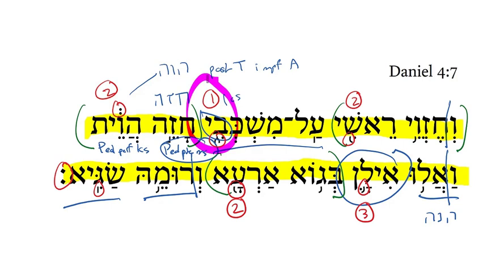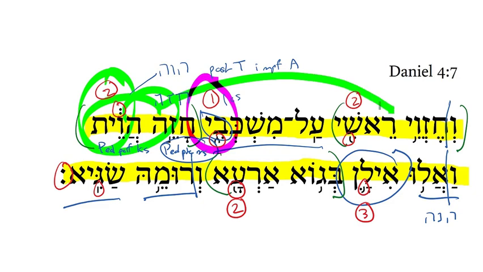Now, instead, if we had placed the major pause here, it would read like this. And the visions of my head upon my bed I was seeing. And behold, a tree in the midst of the earth, and its height was great. So where this seeing idea was having to do with the visions of my head, rather than having to do with the content that follows. So in this case, the placement of that atnach is helpful for knowing the tradition of interpretation that's being transmitted to us.